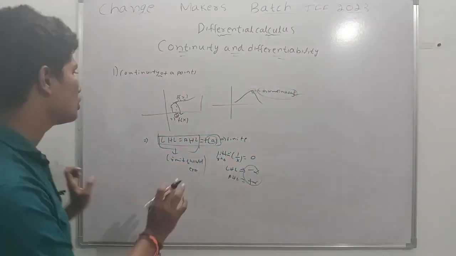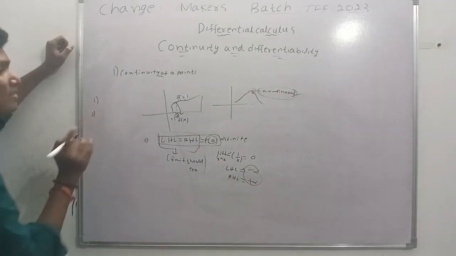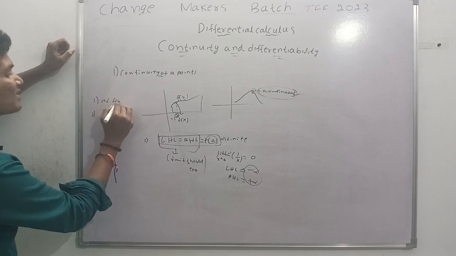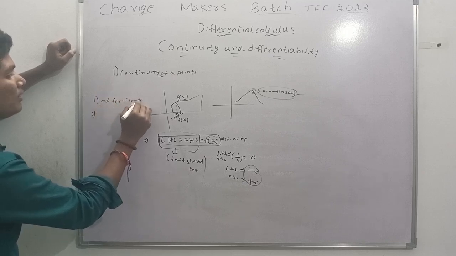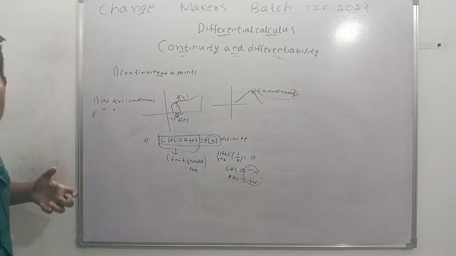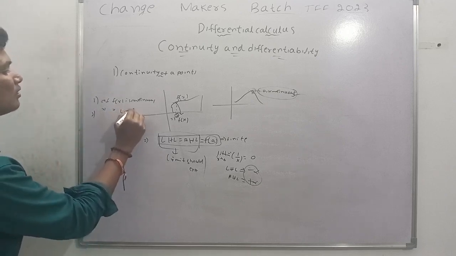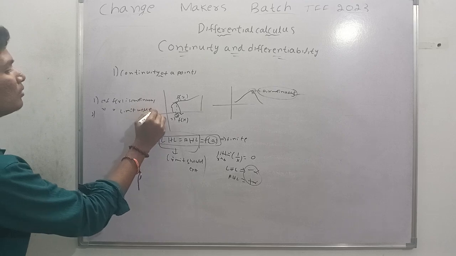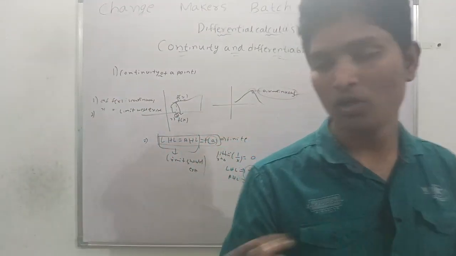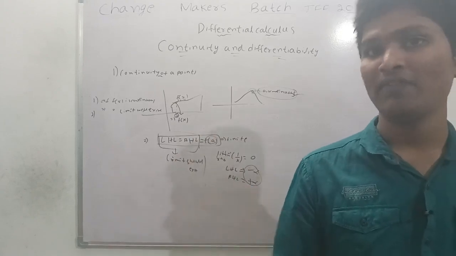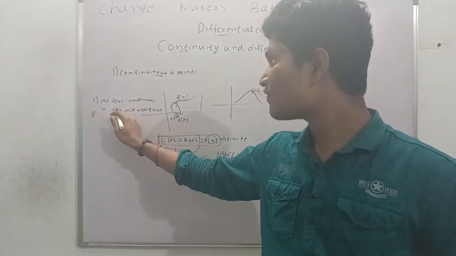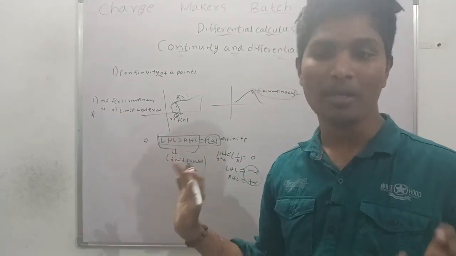Now it is very important to see the continuity at a point. We will say two things. Suppose f of x is continuous. If f of x is continuous, what will we say? The limit will exist. Suppose in a question it is given that the function is continuous. What can we say from this? We can say the limit will definitely exist.